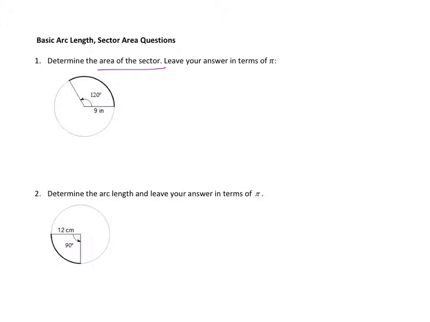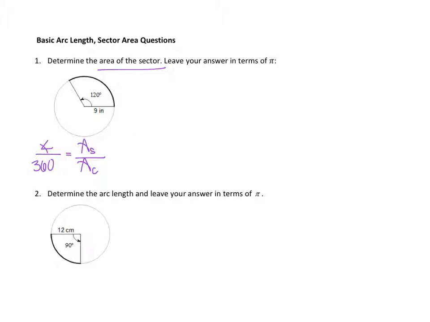Remember, we're going to start writing down these formulas over and over until we get it stuck in our head. The proportion is what I'm talking about. Angle out of 360 equals area of the sector over area of the circle. You can see that I used a little subscript S and a little subscript C. S stands for sector, C stands for circle.